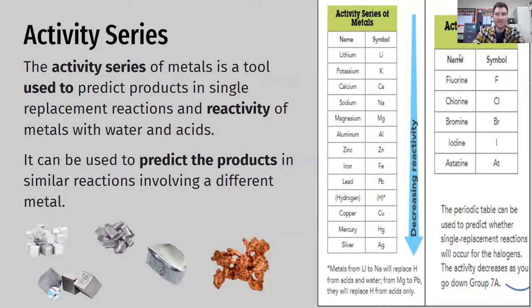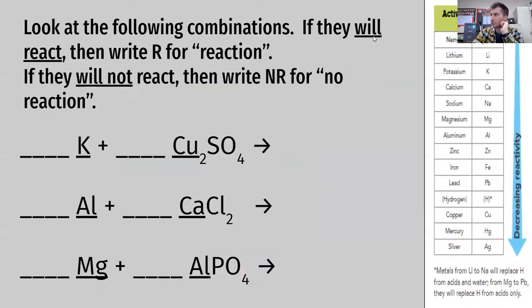With this activity series, there are obviously some skills that we're going to need to be able to achieve. One of those skills is using it for the purpose of predicting whether or not a reaction will actually occur when we try to do a reaction.